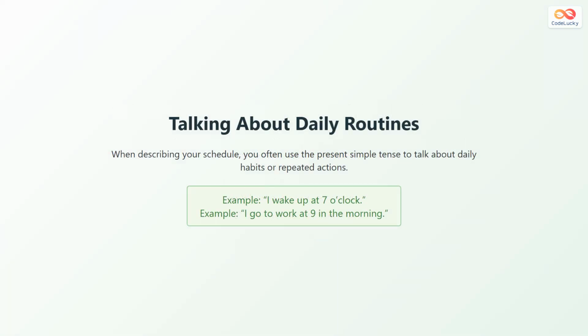When you describe what you do every day, use the present simple tense. This tense is used for actions that happen regularly or that are part of your routine. For example, say, I wake up at 7 o'clock, or I go to work at 9 in the morning. These sentences show actions you repeat daily. Remember, subjects change the verbs slightly, such as he goes, she wakes up, or they study.